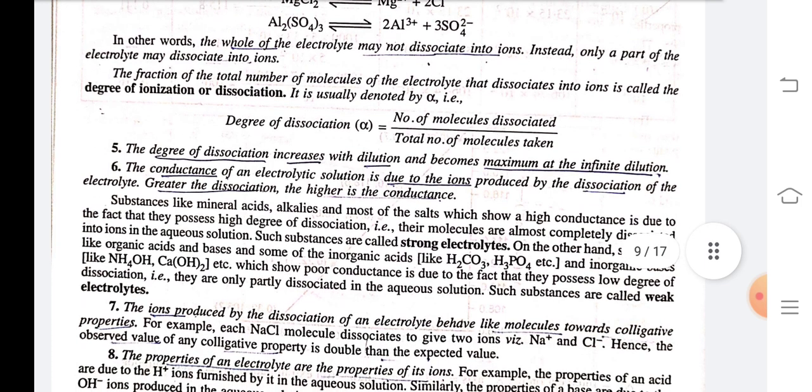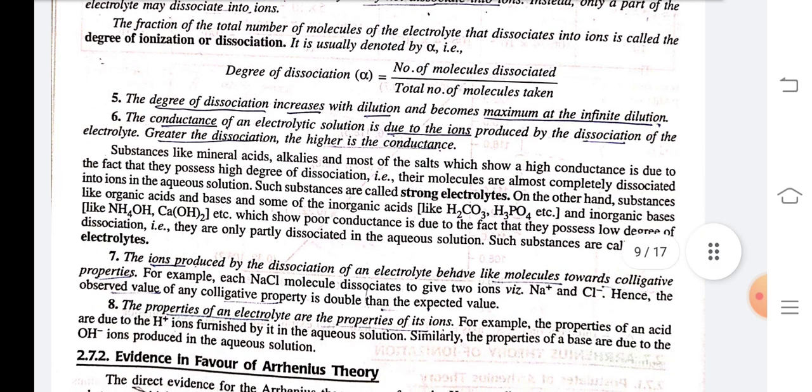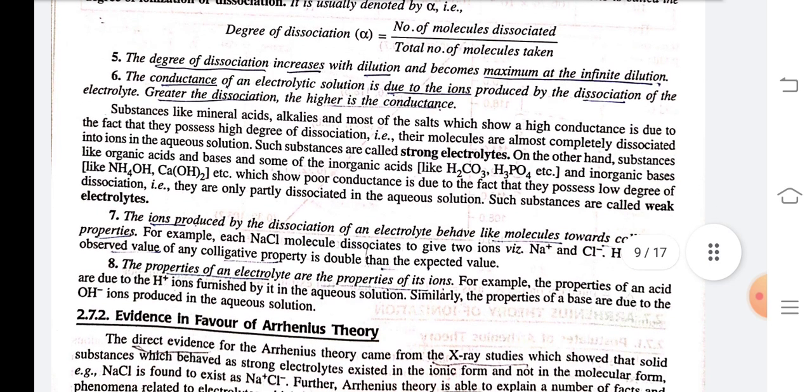In other words, the whole of the electrolyte may not dissociate into ions; instead, only a part of the electrolyte may dissociate into ions. The fraction of the total number of molecules of the electrolyte that dissociate into ions is called the degree of ionization or dissociation. It is denoted by alpha, the degree of dissociation. Alpha is equal to the number of molecules dissociated upon the total number of molecules taken. 5. The degree of dissociation increases with dilution and becomes maximum at infinite dilution.